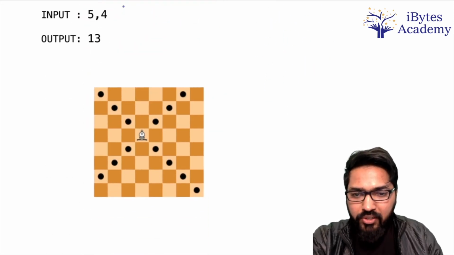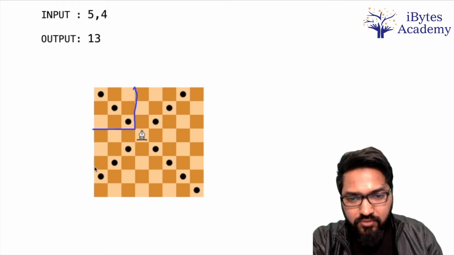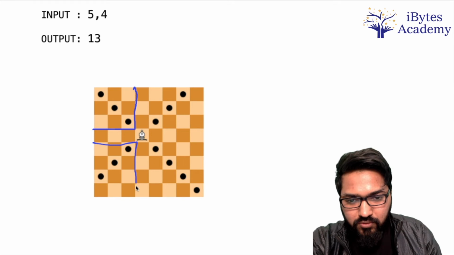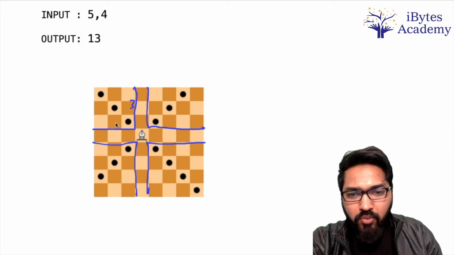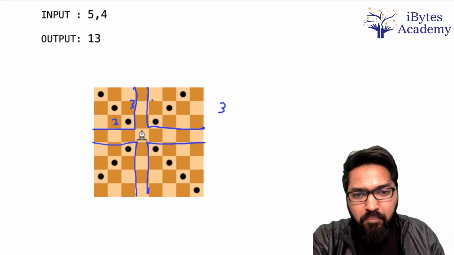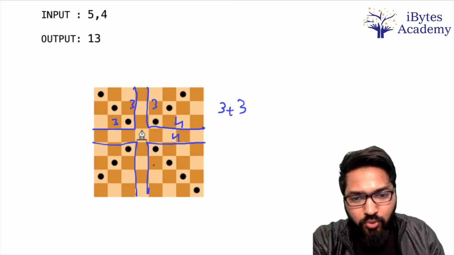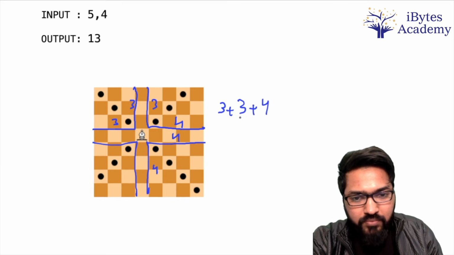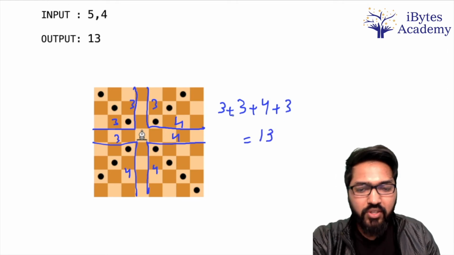And similarly over here, I'll try to draw rectangles. Again the minimum of 3 and 3 is 3, the minimum of 3 and 4 is 3, the minimum of 4 and 4 is 4, and the minimum of 3 and 4 is 3. So total 13 again, right?